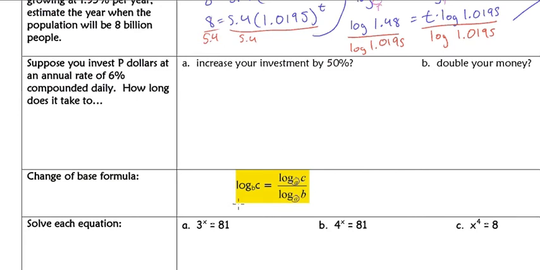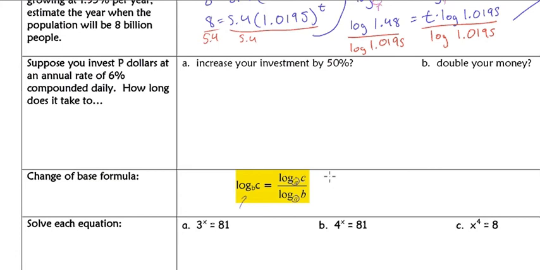And there's no a here, and the reason is you can choose whatever base you want when you're using the change of base. Typically you'll use base 10 just because that's your common log, but you could use a natural log, really any log you want, but typically we'll just use log base 10. So let's give a quick example of what that means.